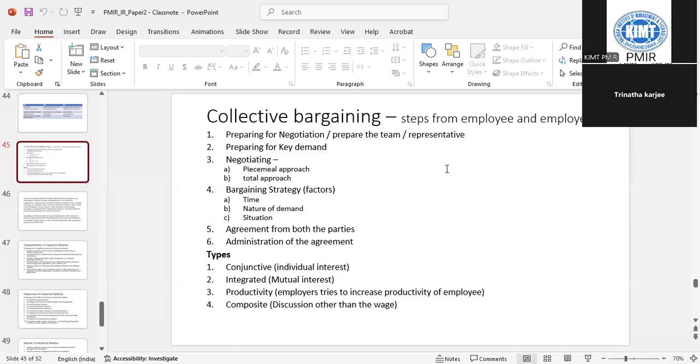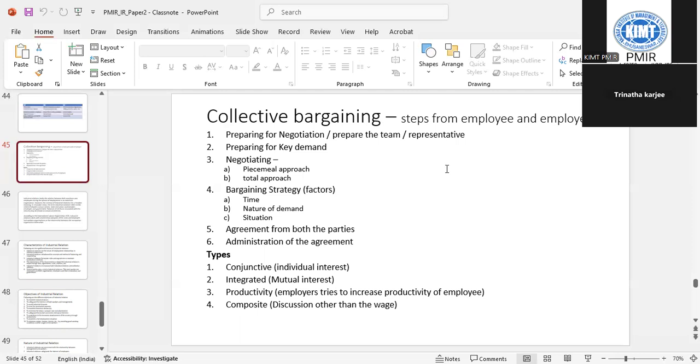We are discussing that party A will always expect his benefit. Party B will always expect his benefit. So that is conjunctive bargaining. One person is actually selfish. Integrated bargaining, both the parties are together. They are mutually compromising something and coming to a conclusion.